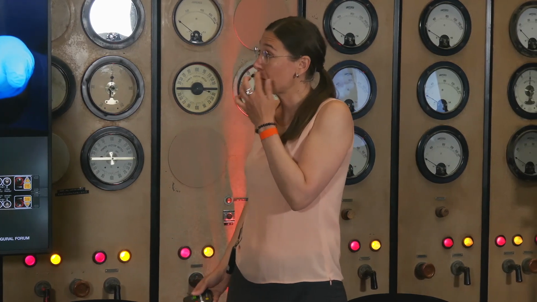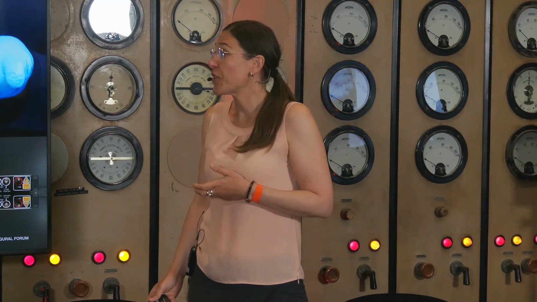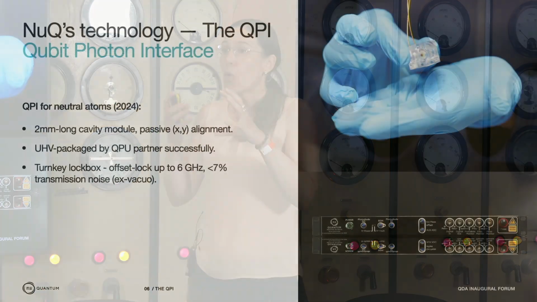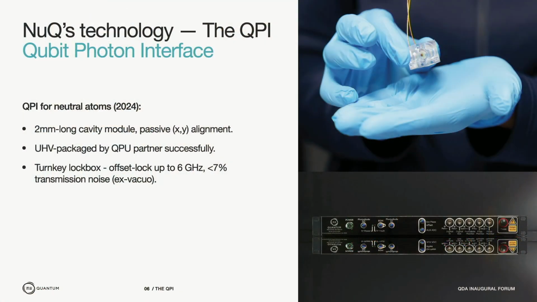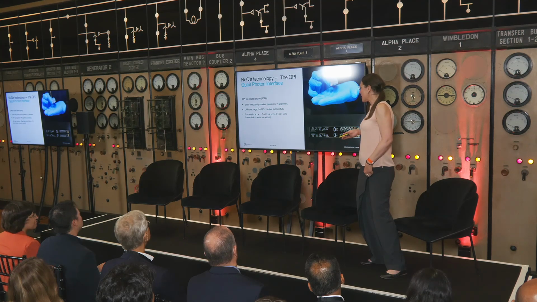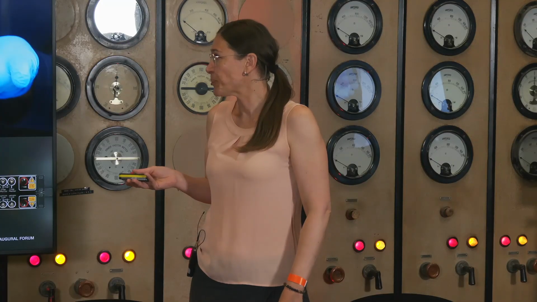And so we've produced our first qubit photon interface for neutral atoms in 2024. This is the module that you see on the right. All the cavity alignment was passive in XY. We only had one tuning knob to be able to tune the cavity length and the cavity resonance to the atomic qubit. We also showed that we could actively stabilize this cavity, which was integrated in a UHV environment successfully, with this XY alignment being really maintained throughout.